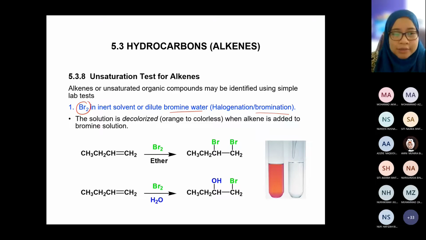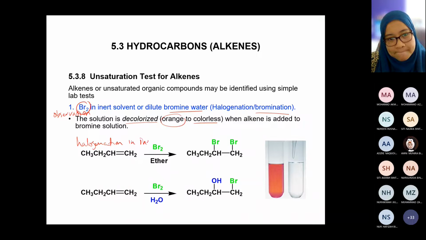This is the observation, and questions like to ask about observation. The solution that contains the alkene will be decolorized. When you react bromine in inert solvent or bromine water with a solution that has alkene, the alkene will decolorize the bromine. Bromine is orange in colour, so it changes colour from orange to colourless. Obviously a reaction has occurred. So what is that reaction? This is what we call halogenation, in inert solvent.